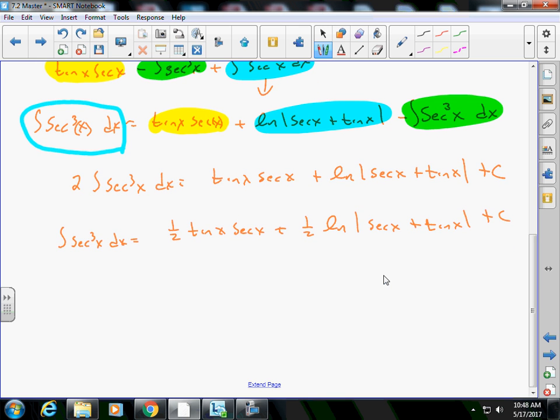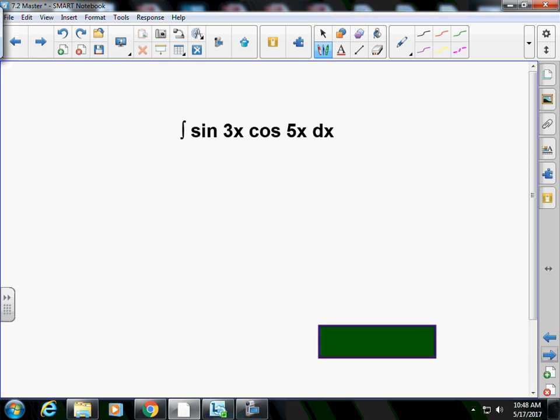One last problem. I have a problem like this. Sine of 3x cosine 5x dx. I don't know how to integrate this, but this is one of these that I would have a formula for you. This is a problem I told you, be careful. You'll have this on your sheet, so I expect you to get it right.